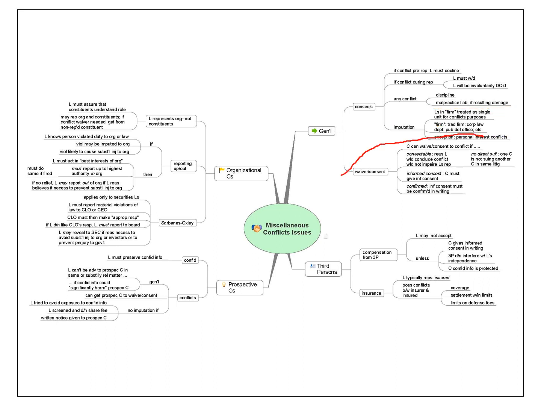Many conflicts can be waived. Sometimes it's called informed consent, but most lawyers call it waiver. A client can waive or consent to a conflict if it's in fact consentable. That is, if a reasonable lawyer would conclude that the conflict would not impair his ability and there's no direct suit, one client suing another client in the same litigation. So assuming it's consentable, the client gives informed consent and the lawyer follows up the client's informed consent with a confirmatory writing, well then the lawyer can represent the client, notwithstanding the existence of a conflict of interest, because of the informed consent.